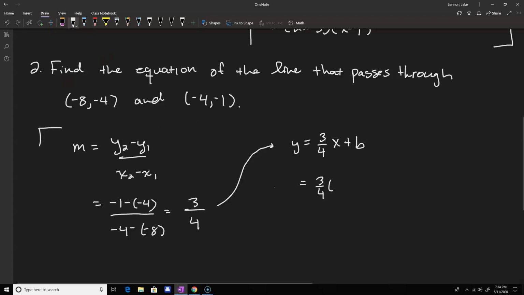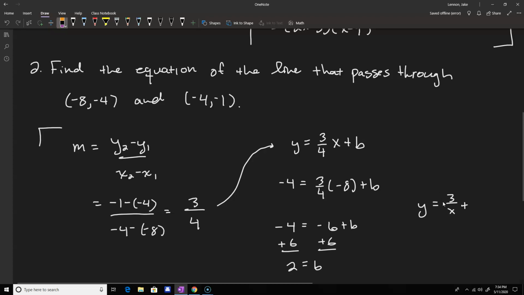So we have negative 4 is equal to 3/4 times negative 8 plus b. So we have negative 4 equals minus 6 plus b. You could add 6 to both sides, and we get 2 is the value of b. So our answer here is y equals 3/4 x plus 2.